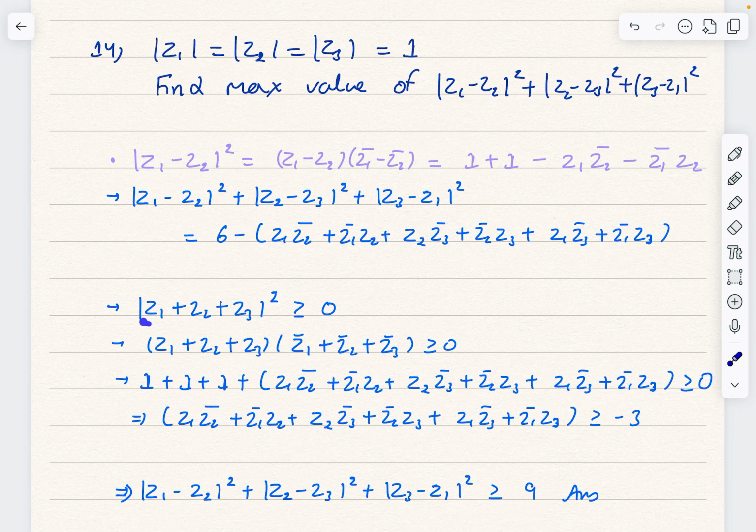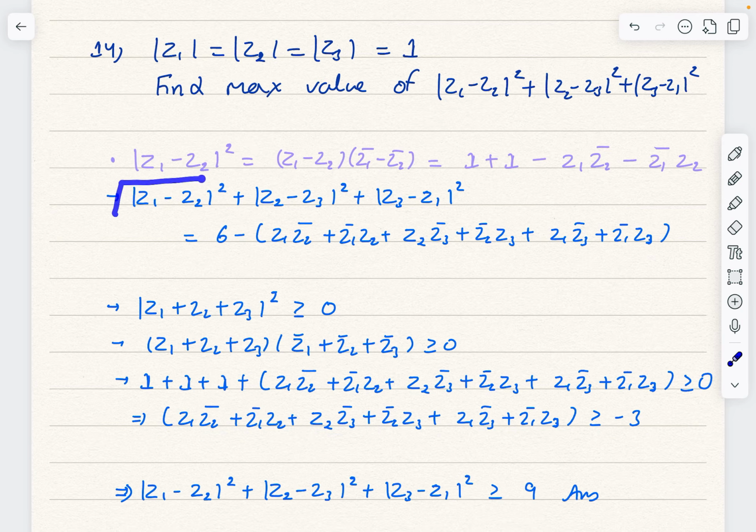Now we can also say |z1 + z2 + z3|² will be greater than or equal to 0. Basically, any mod square will be greater than or equal to 0 only, no? So how do we open this thing? Again, same: (z1 + z2 + z3) into the conjugate of that. When you multiply them, you get 1 + 1 + 1 plus again all the pairs: z1 z2 bar, z1 bar z2, and do the same for all. Now, you're looking for the minimum value of this thing, which will come out to be −3.